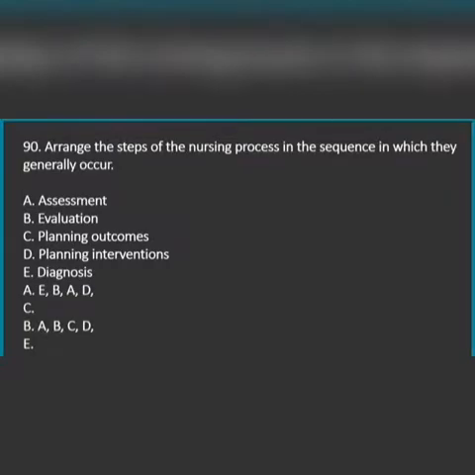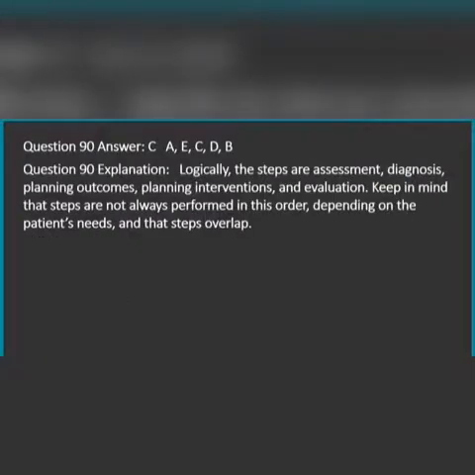Question 90. Arrange the steps of the nursing process in the sequence in which they generally occur. A. Assessment. B. Evaluation. C. Planning outcomes. D. Planning intervention. E. Diagnosis. Question 90 Answer. C. A, E, C, D, B.